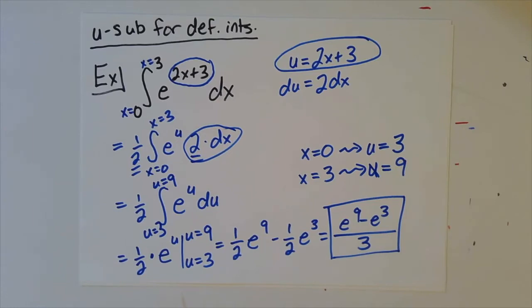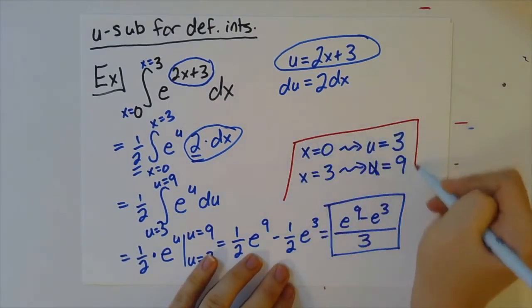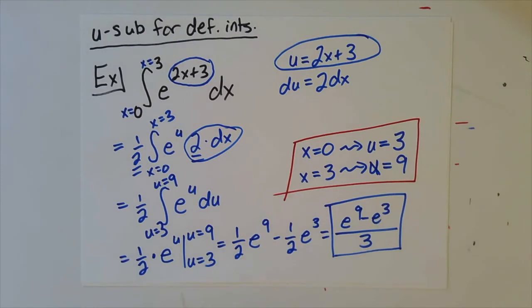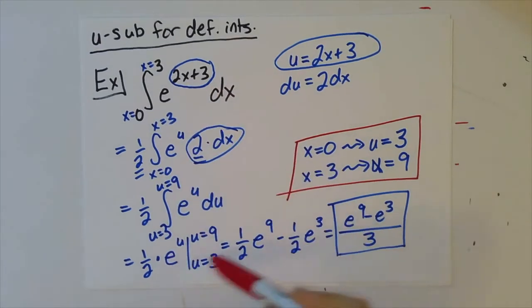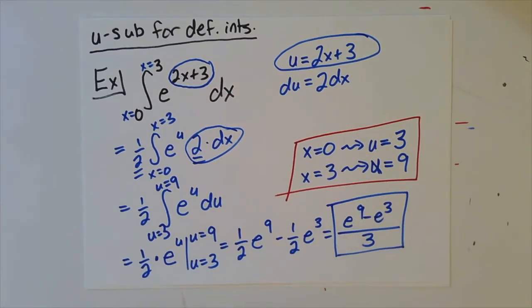So you have to remember, make sure you do this step where you translate the limits. But once you've translated the limits and everything else, you never have to think about x again. You can do all the rest of the problem in terms of u.